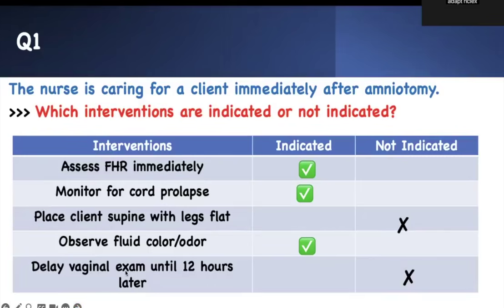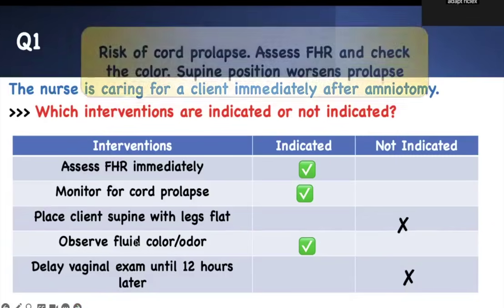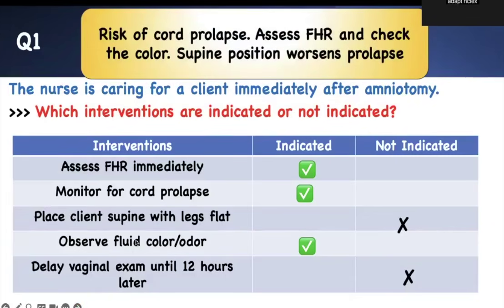These are critical thinking questions I've designed by putting them in table form so that you think like the NCLEX. You don't run away from it. So what is the concept you should take away from this? Risk of cord prolapse whenever there is amniotomy. Therefore, assess the fetal heart rate and check the color. Supine position is going to worsen cord prolapse. That was the first NCLEX practice question with a detailed answer.